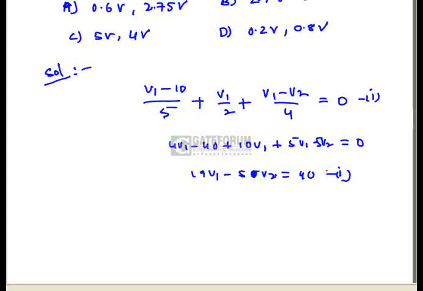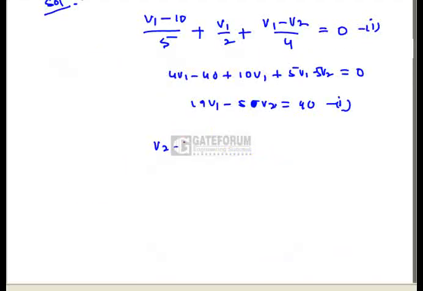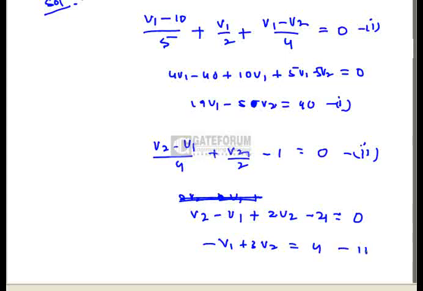Again I am writing. Now if you go for the second equation, we apply nodal analysis at node 2. The current through this branch is (V2 minus V1) by 4, because always our node voltage must be greater than the other node voltage, then only the current will be outgoing. That's why (V2 minus V1) by 4 and V2 by 2, and the current 1 ampere is incoming, that's why minus 1 we have to take. So the equation is (V2 minus V1) by 4 plus V2 by 2 minus 1 equal to 0. If you simplify this equation, we get V2 minus V1 plus 2V2 minus 4 equal to 0. Further simplifying, we get minus V1 plus 3V2 equal to 4. This is equation number 2.